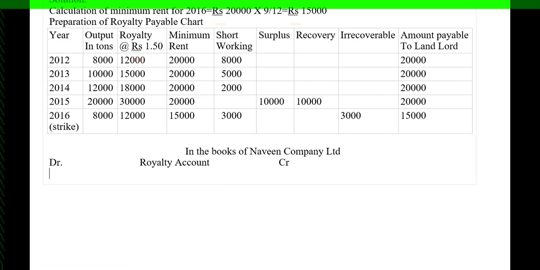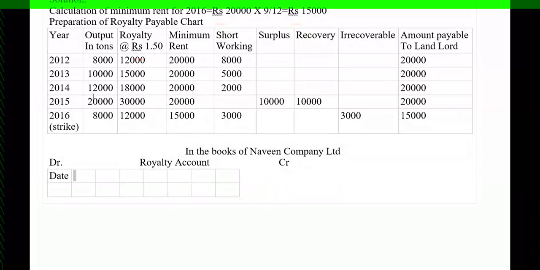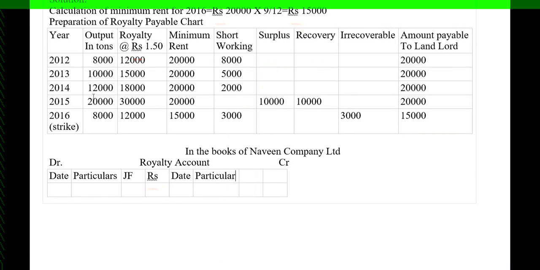So now let me insert a table here. 8 columns we require. So date, particulars, journal folio, rupees, date, particulars, JF, rupees. So now here the accounts are closed on 31st December every year.